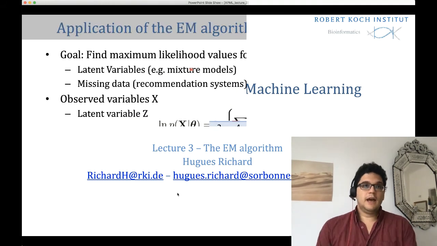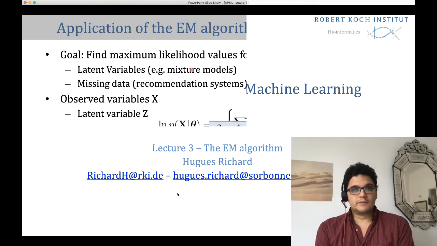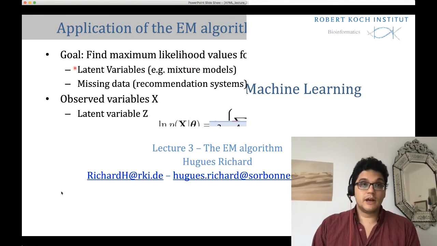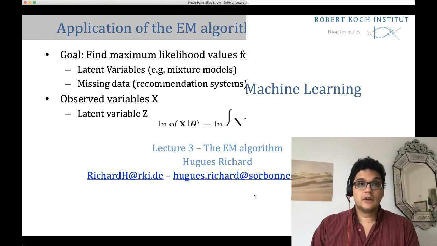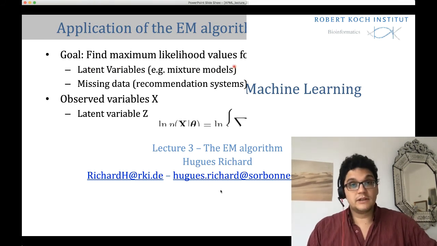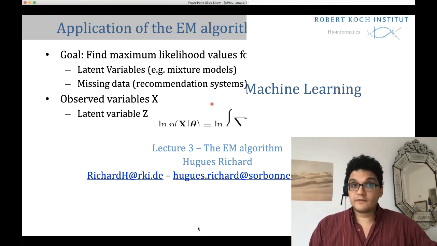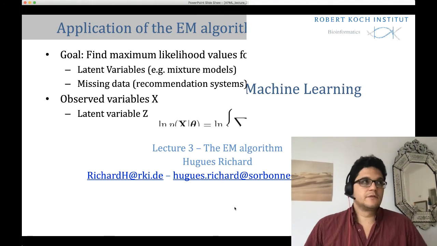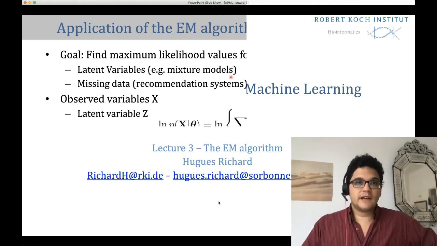Okay, so with just two simple examples, which are very archetypal applications of the EM algorithm: the case of latent variables, which is well illustrated by mixture models, we will see more latent variable models in the following courses. And there is the case of missing data, which is a special case of missing variable, and we saw that for recommendation systems.